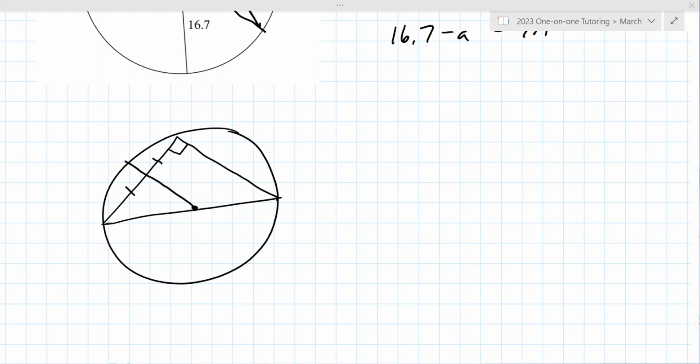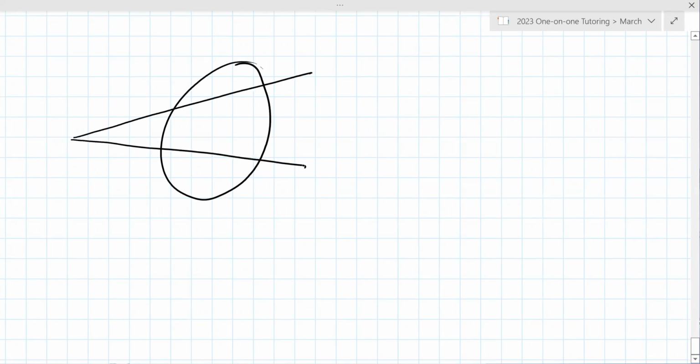It looks like you guys are going into angles outside the circle also. So I didn't really cover this. We just talked about stuff inside the circle, but there's 3 cases for outside. There are what are called 2 secant lines. And secant means it touches in 2 places on the circle. 1 and 2, 1 and 2.